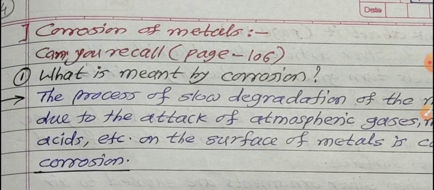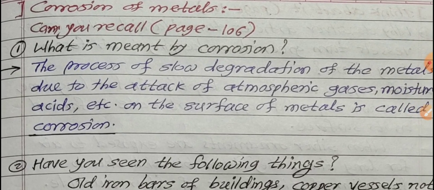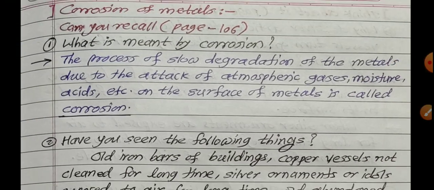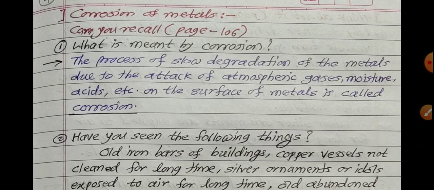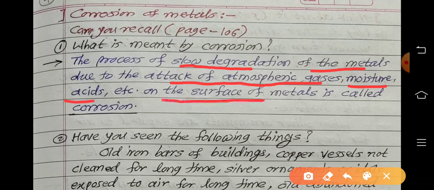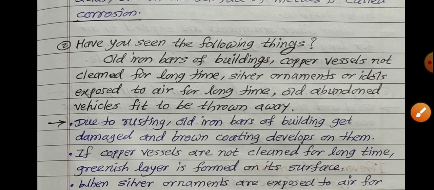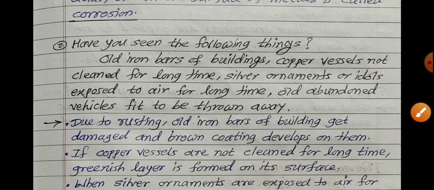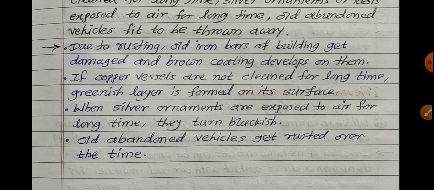So the first question: what is meant by corrosion? Check the answer. The process of slow degradation of metals due to the attack of atmospheric gases, moisture, acids, etc. on the surface of metals is called corrosion. And the second question is, have you seen the following things? That we already read. Now see that.